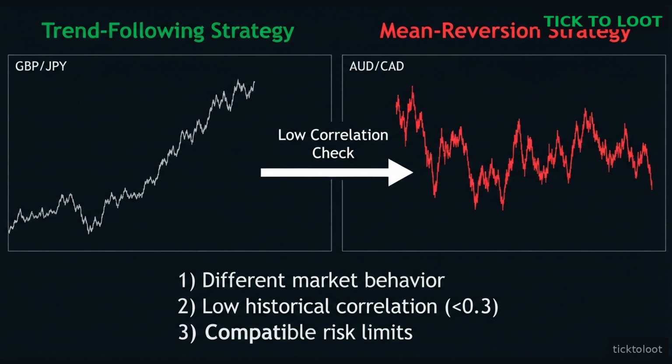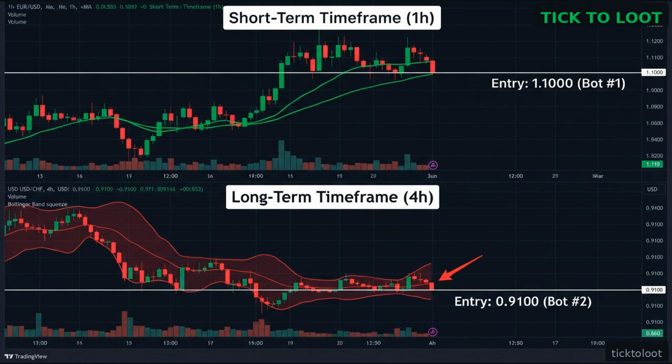By following these 3 steps, identifying distinct market behaviors, confirming low correlation, and aligning risk limits, you'll build a diversified algorithmic portfolio that can weather both calm and stormy market days. The final piece of the diversification puzzle is setting different time frames for each algorithm, and this is easier than it sounds. A time frame is simply the length of time each candle on a chart represents.